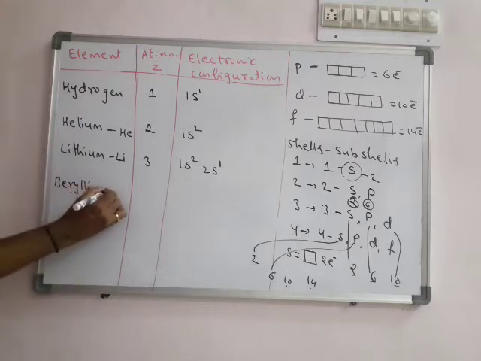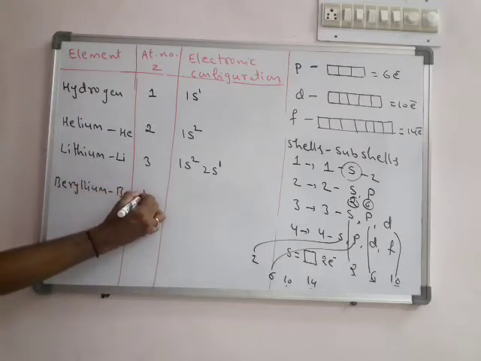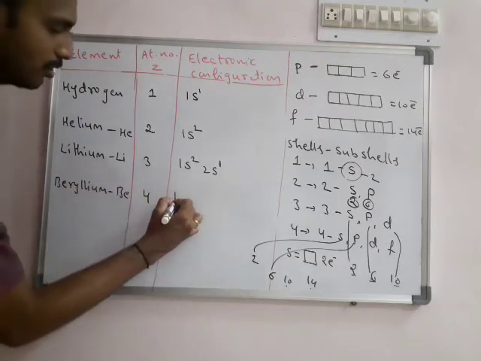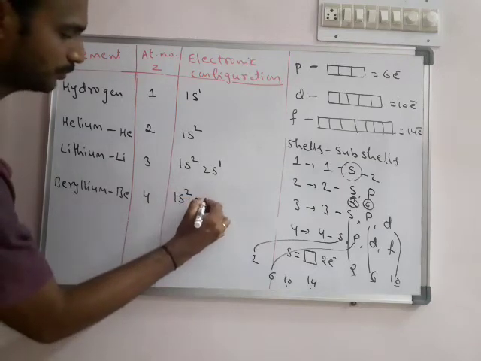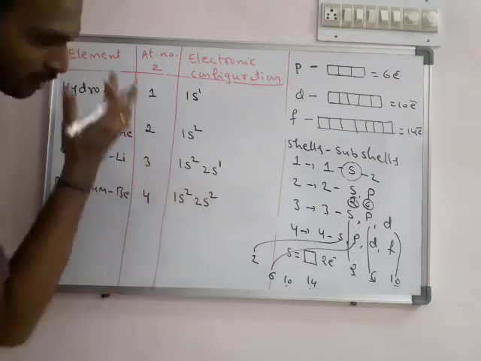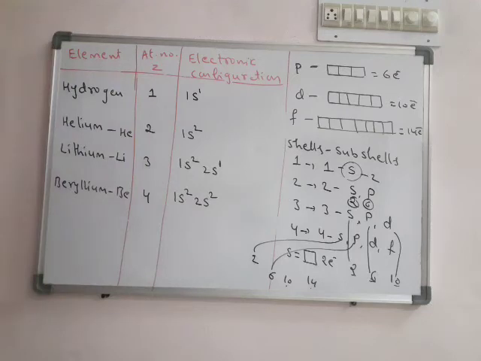So beryllium, Be, is atomic number 4. The 4 electrons fill up as 1s2 2s2, so 4 is complete. Next.